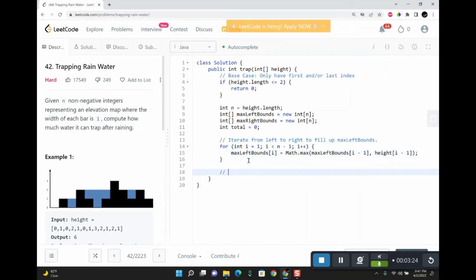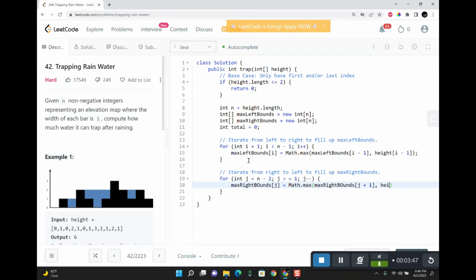and then we just need to do the reverse for max right bounds. So for int j equals to n minus 2, j greater or equal to 1, j minus minus, we're going to have max right bounds j equals to math.max max right bounds j plus 1, height j plus 1. So we filled up these two data structures.